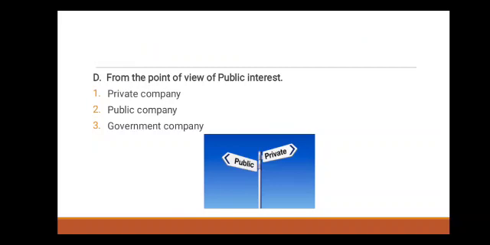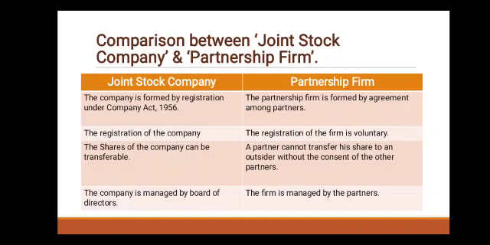Next point, comparison between joint stock company and partnership firm. In that, first, in a joint stock company, the company is formed by registration under the Company Act 1956, and in a partnership firm, the partnership firm is formed by agreement among partners. Second, in a joint stock company, the registration of the company is compulsory, and in a partnership firm, the registration of the firm is voluntary.